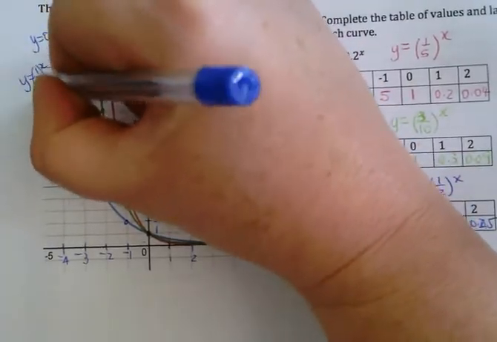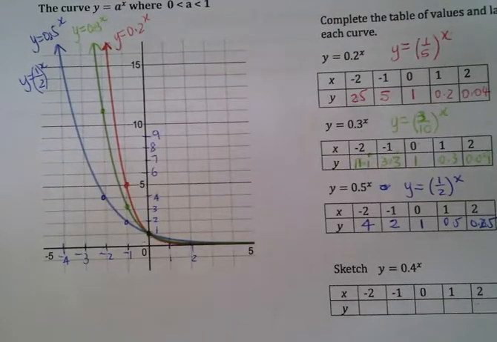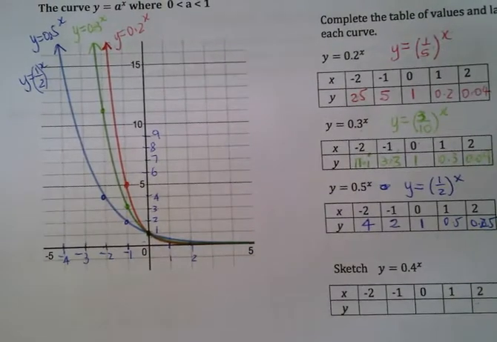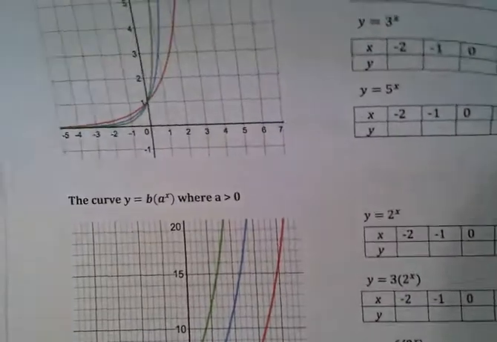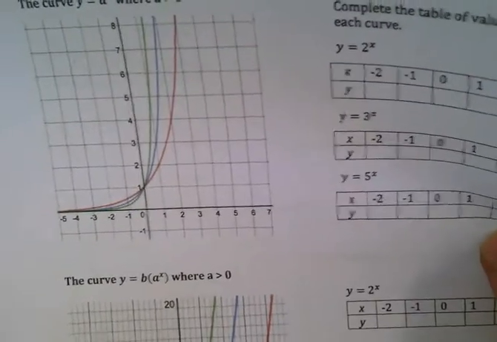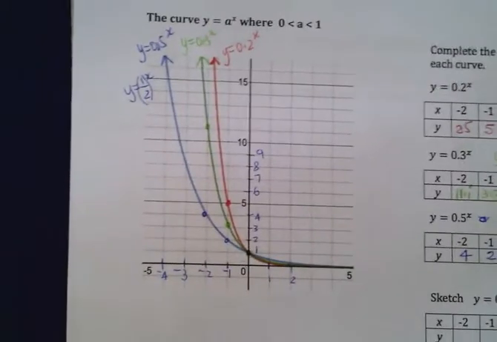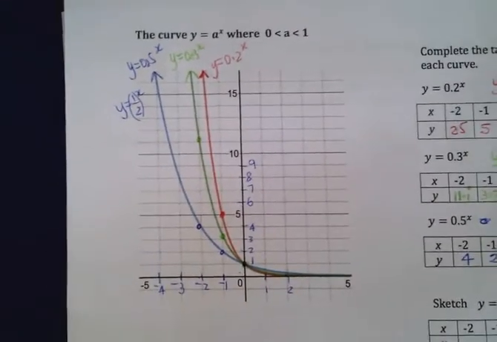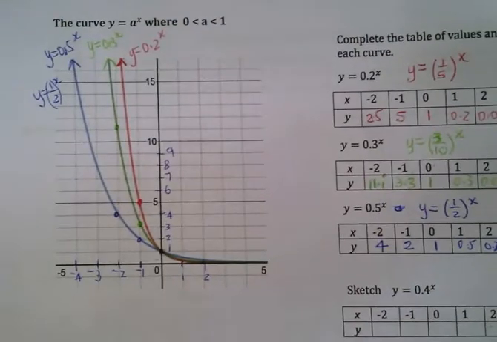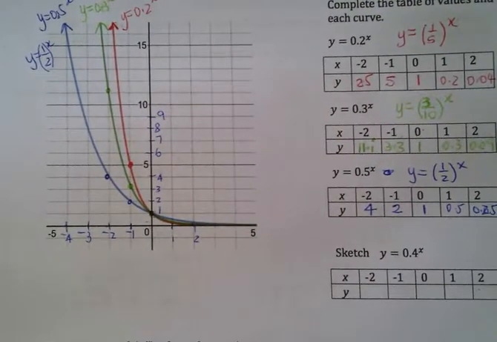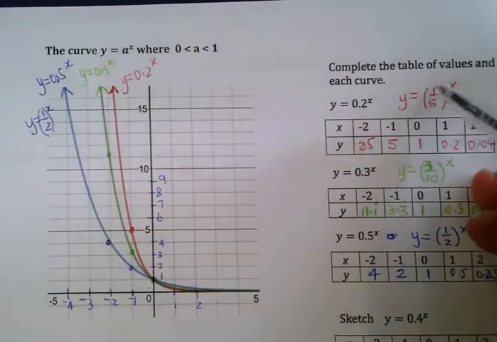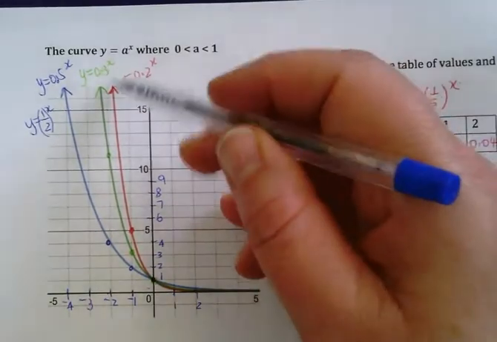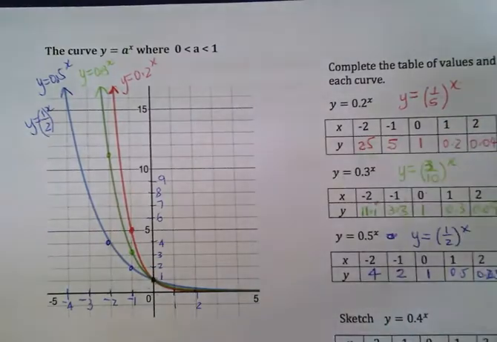Now, basically what happened to the curve? It got reflected across. Weren't the other curves the other way? Notice the curves were that way for y equals 2 to the x, 3 to the x, 5 to the x. These ones have turned the other way round. So if it's a fraction between 0 and 1 to the power of x, the curve is the other way around. It's not increasing anymore, it's a decreasing curve now.